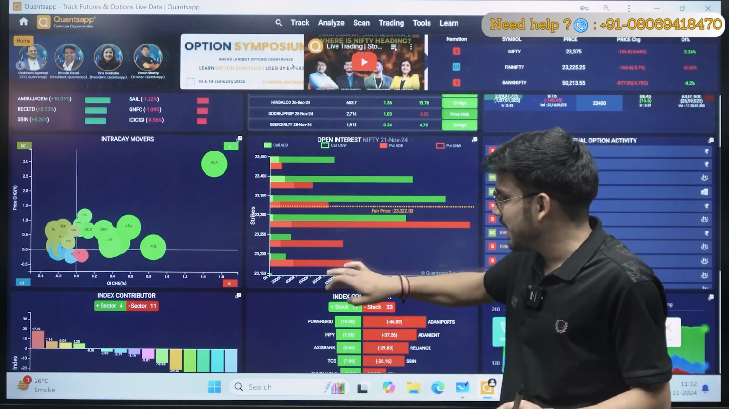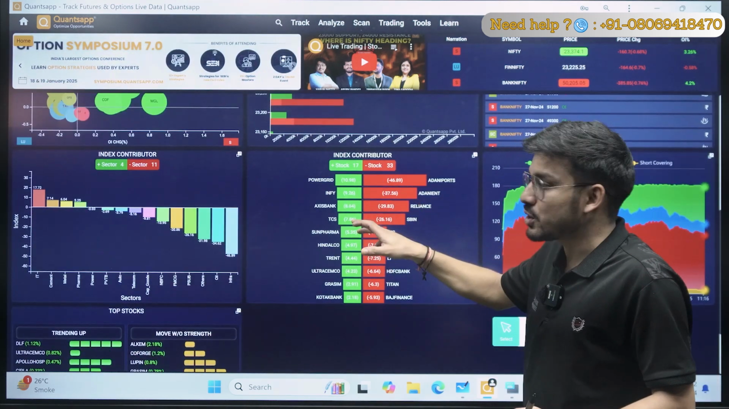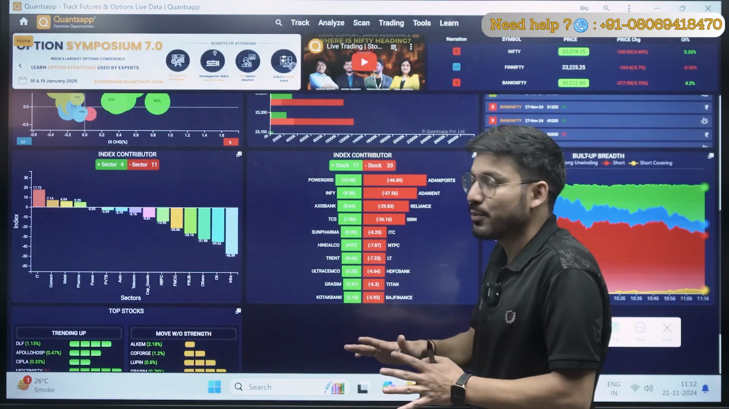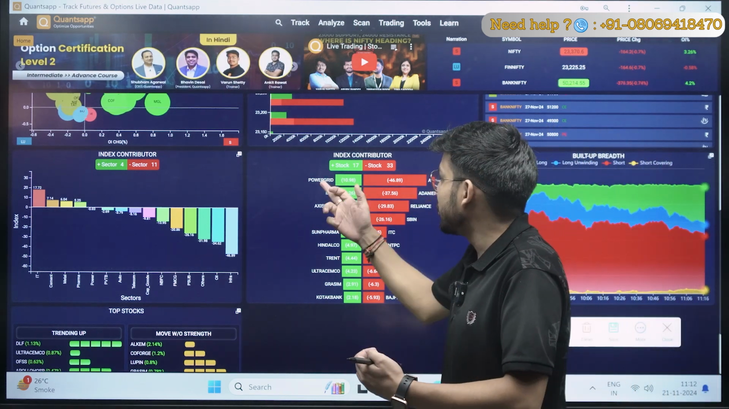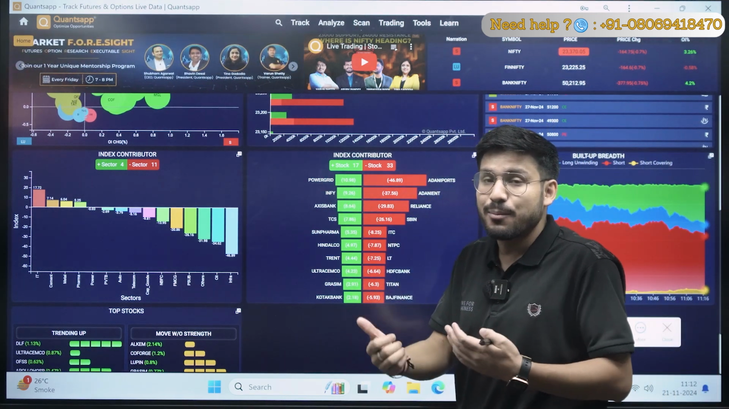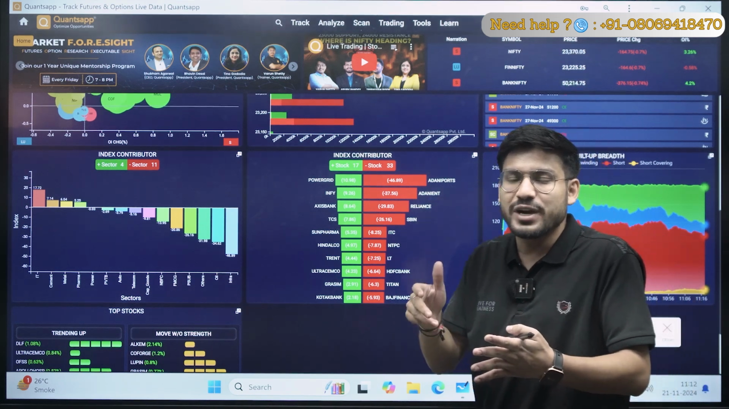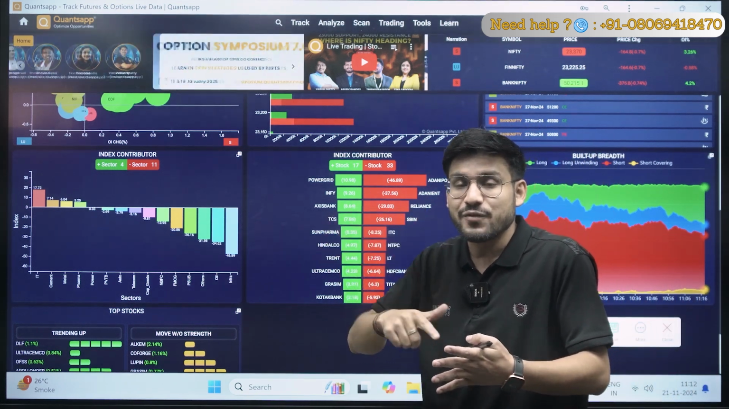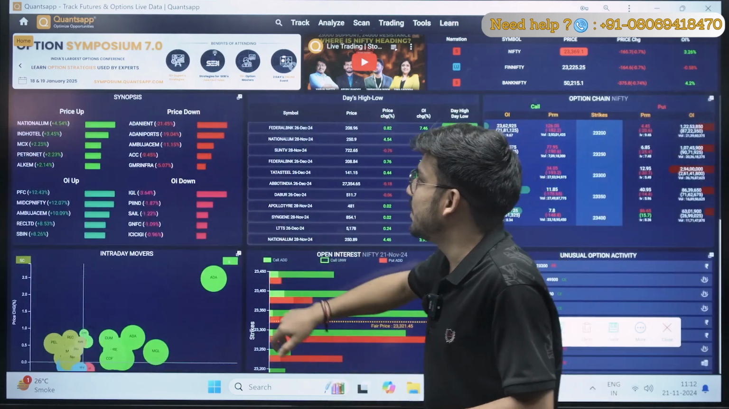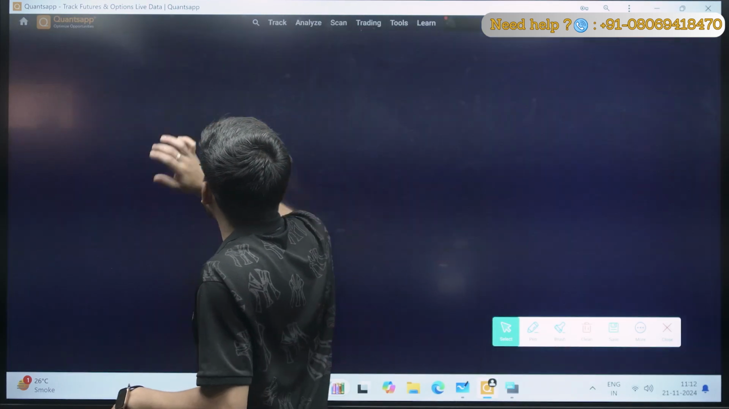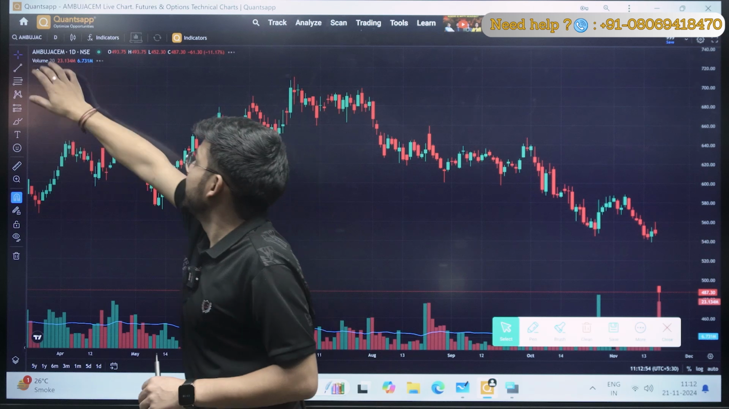So if you have the Quantsapp application, you can just watch the stocks from here as well, from the index contributor. Like Infosys has given me a movement of 10 to 15%, or Power Grid has also given me a movement of 10 to 15%. Then you can wait for the market to retest and consolidate, and whenever the IV spikes up, then you can enter the particular trade, right? So for the example, I will be taking Infosys here.